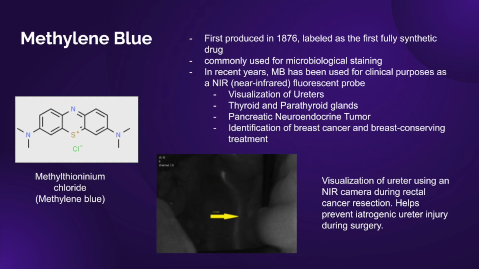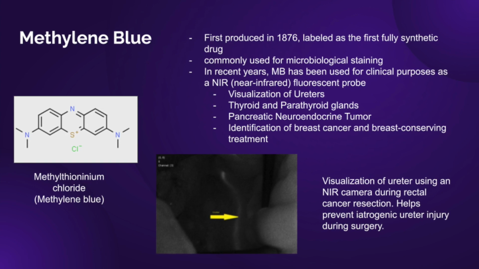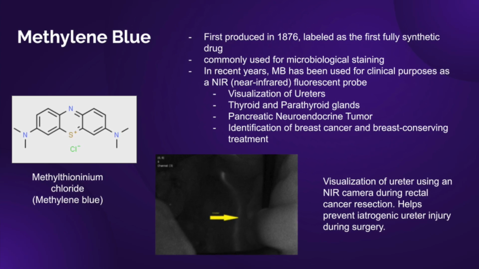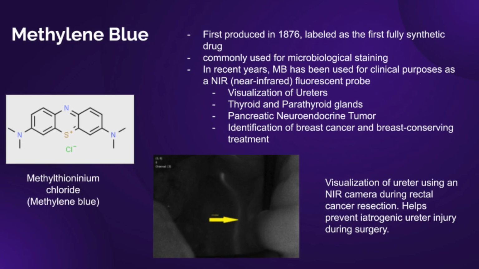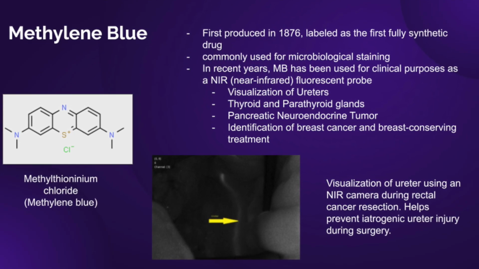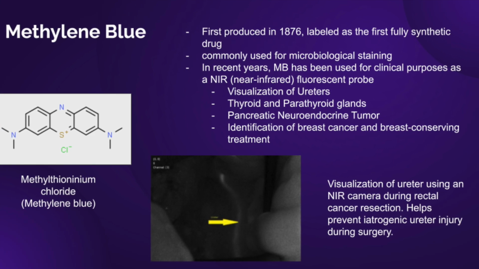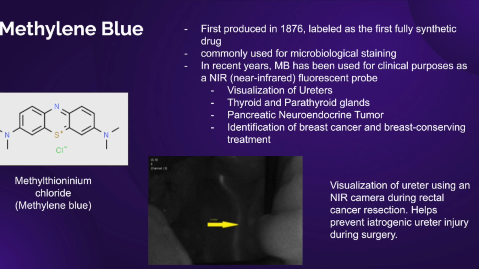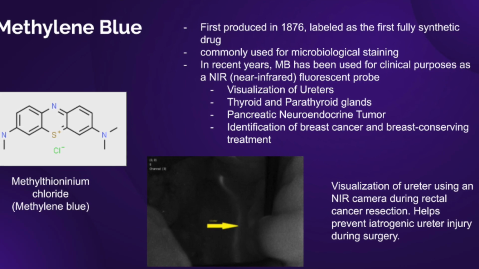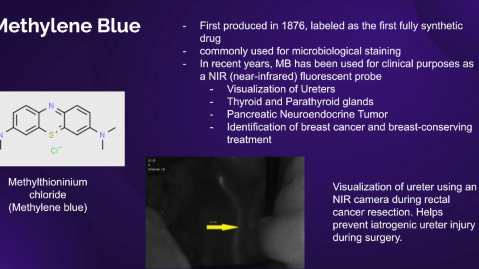Methylene blue has been around for many years, but its fluorescent properties haven't yet been used to their full advantage. Although commonly used as a stain in microbiology studies, it also exhibits an emission spectrum in the near-infrared region. This makes methylene blue a probe of interest for deep tissue imaging. Near-infrared light is more likely to pass through layers of skin, which is why it is used for the visualization of ureters, glands, tumors, and more.